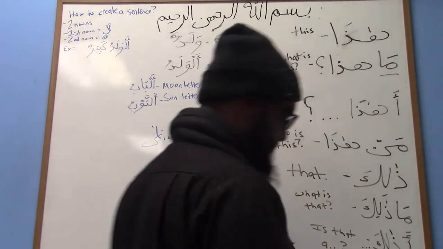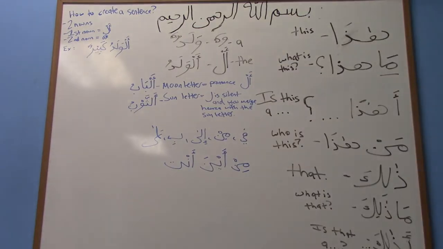Where are you from? How do you respond? Ana min, ana wherever you're from, right? So ana min al-sini, I'm from China, or ana min America, I'm from America, ana min Pakistan, I'm from Pakistan, etc. Ana min al-hindi, I'm from? India. Good. Okay? So ana is another pronoun.